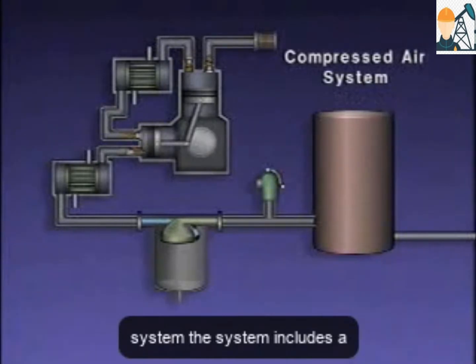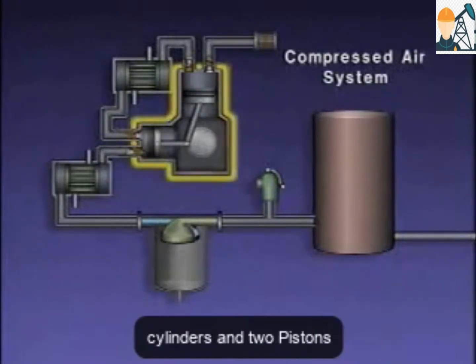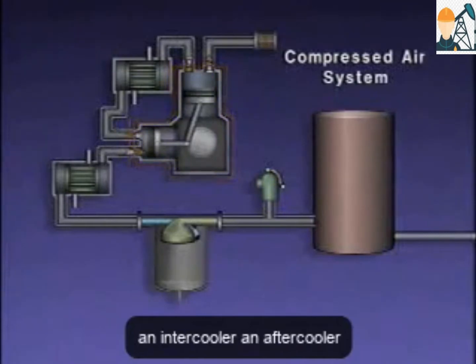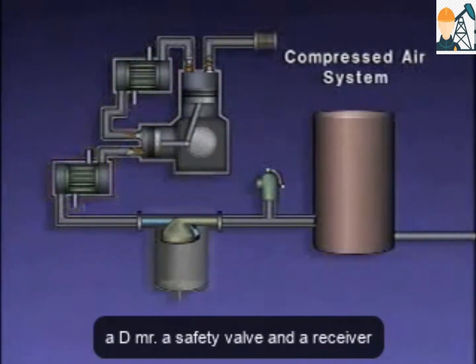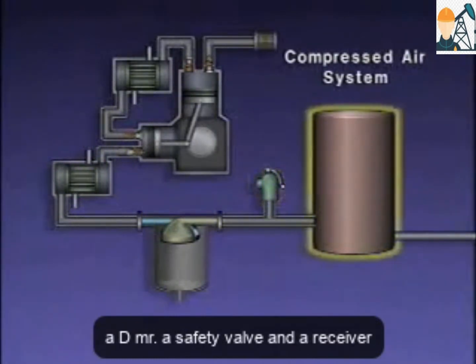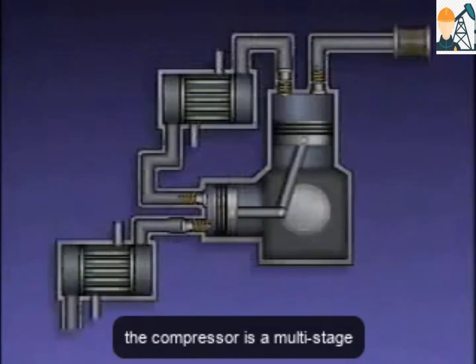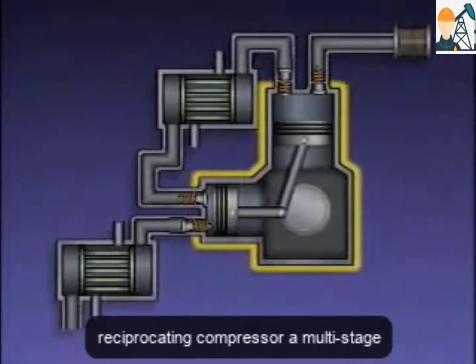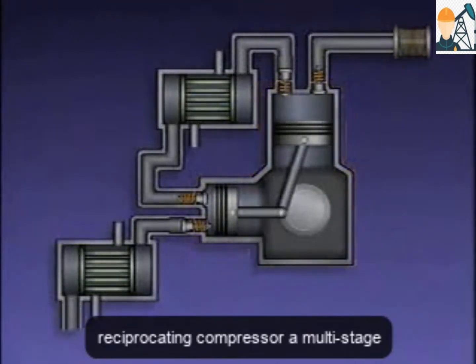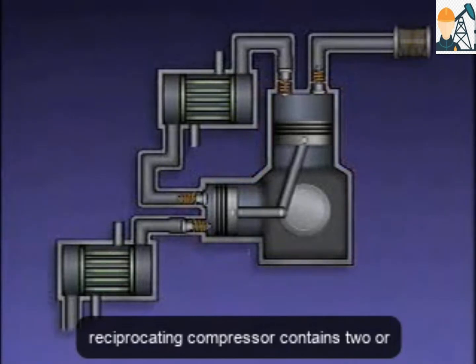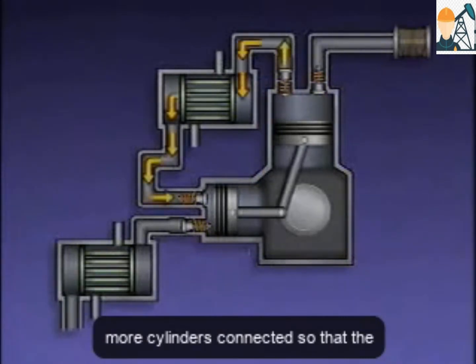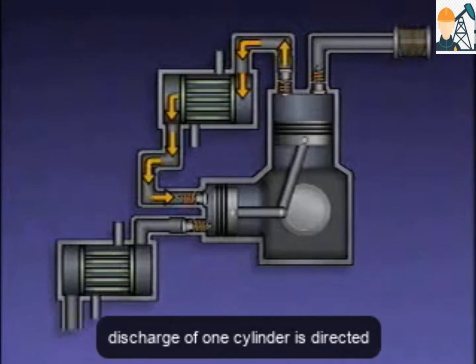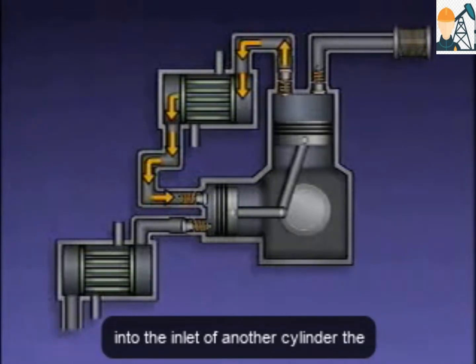The system includes a reciprocating compressor with 2 cylinders and 2 pistons, an intercooler, an aftercooler, a demister, a safety valve, and a receiver. The compressor is a multi-stage reciprocating compressor. A multi-stage reciprocating compressor contains 2 or more cylinders connected so that the discharge of one cylinder is directed into the inlet of another cylinder.